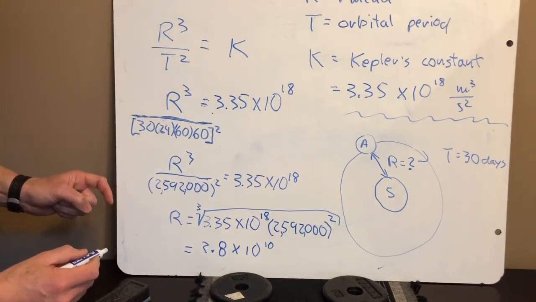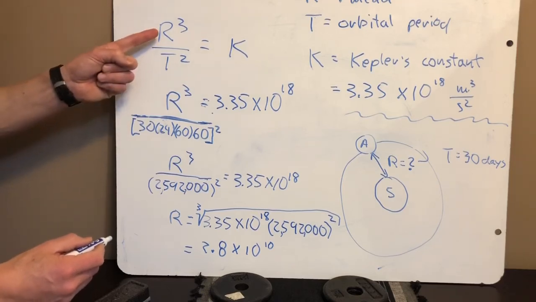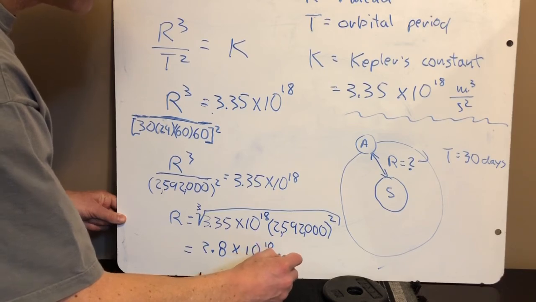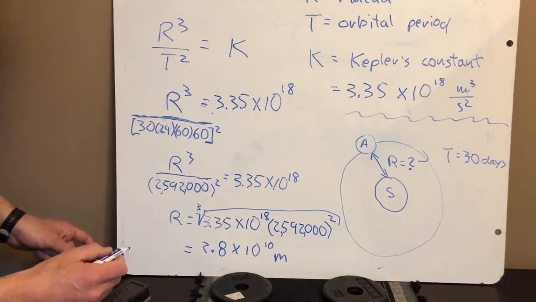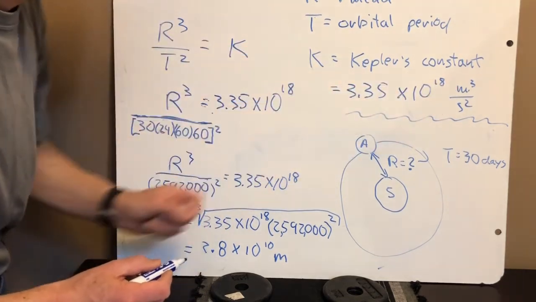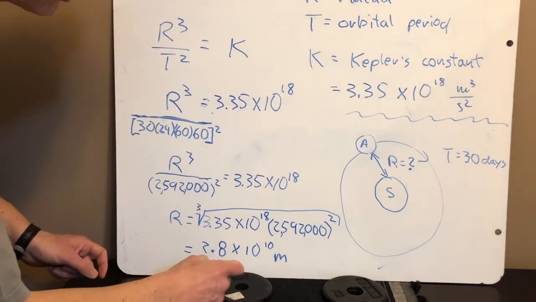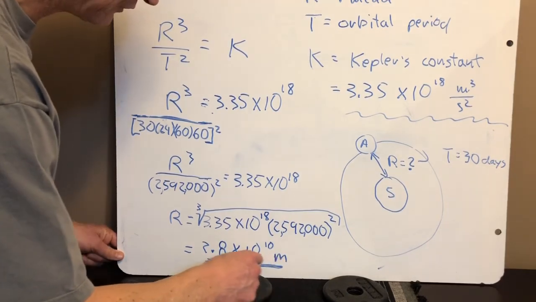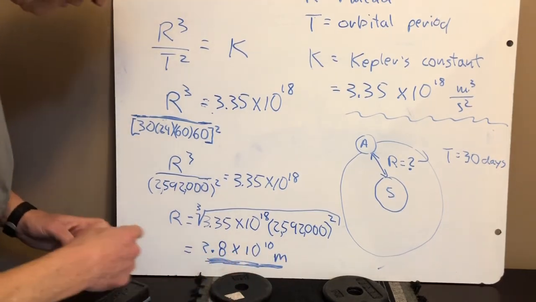That is the orbital radius. It is a distance in meters. Remember, there are meters wrapped up in that, so our answer is going to be in meters. And does that answer make sense?